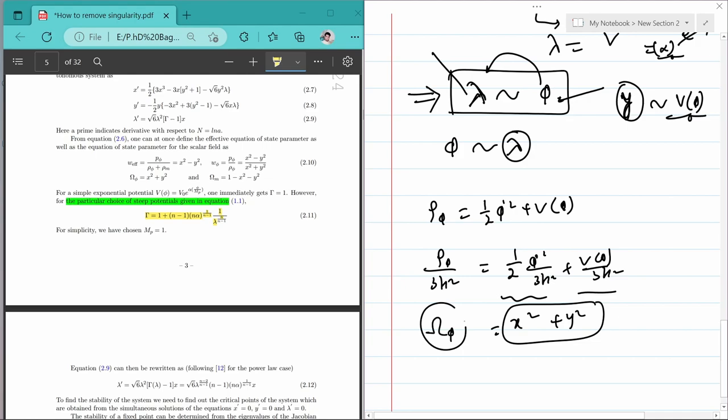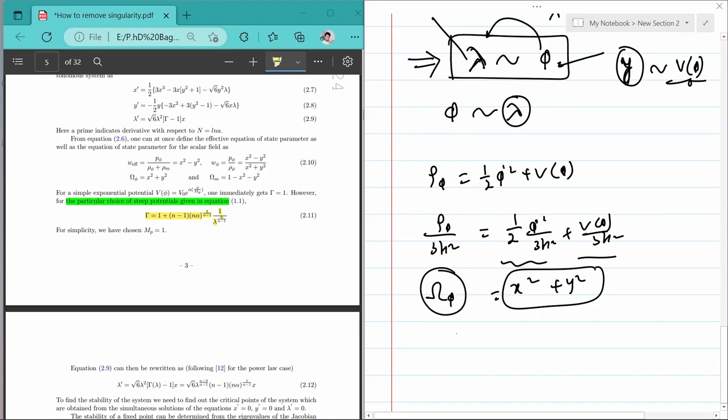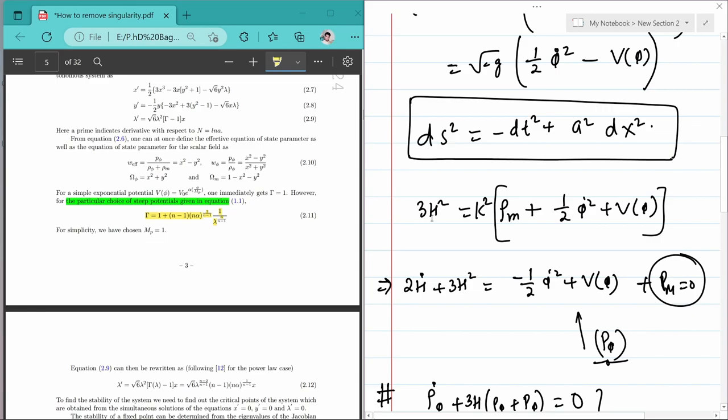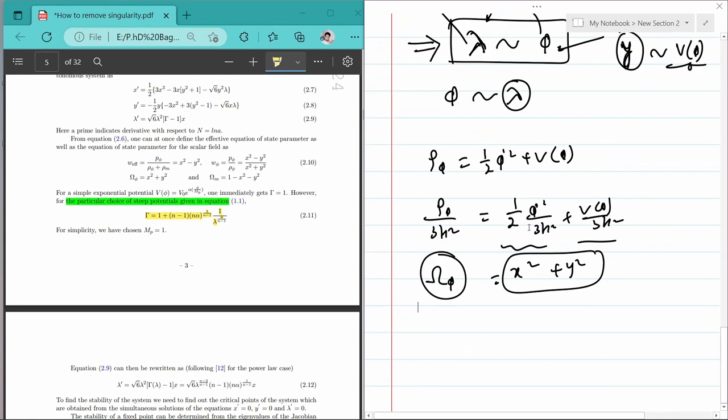Similarly, from the Friedmann equation that you have already defined here, the first Friedmann equation, yeah, this one, if you just divide by 3H square, kappa square rho m becomes omega m, the critical density corresponding to matter. This will become omega m, and it can be written as 1 minus x square minus y square.